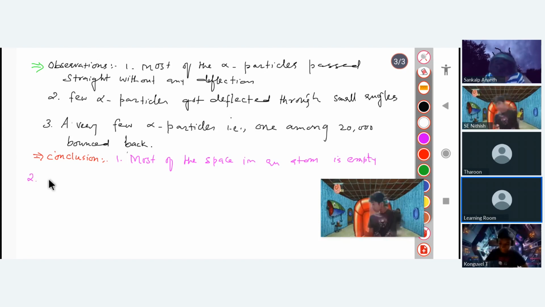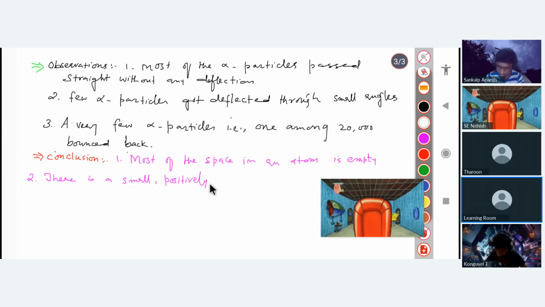Next, he concluded that there is a small positively charged particle inside the atom.